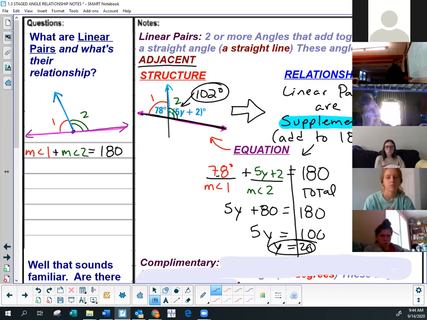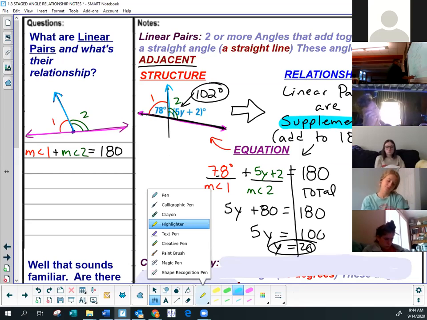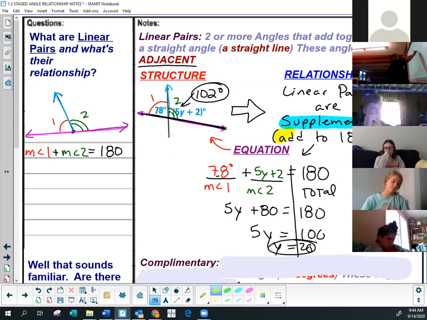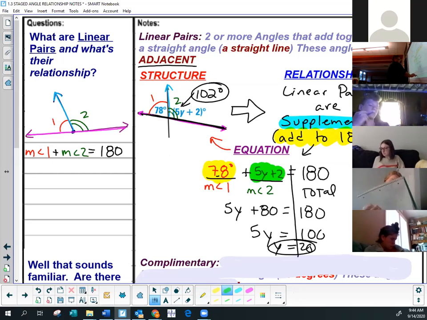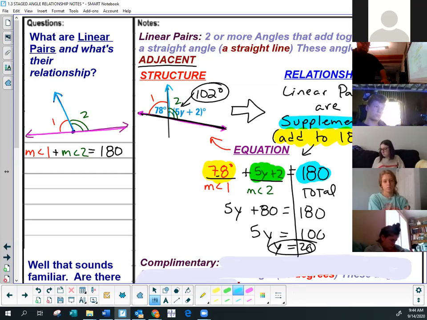But in general, the big picture thing I want you to see is that, again, we have this structure, linear pairs, where you have a line cut into multiple angles. Linear pairs by rule have to be supplementary, which means they have to add to 180 degrees, which means we have something plus something equals our total. In this case, our total is 180. Okay, what questions do you have for us before moving on?